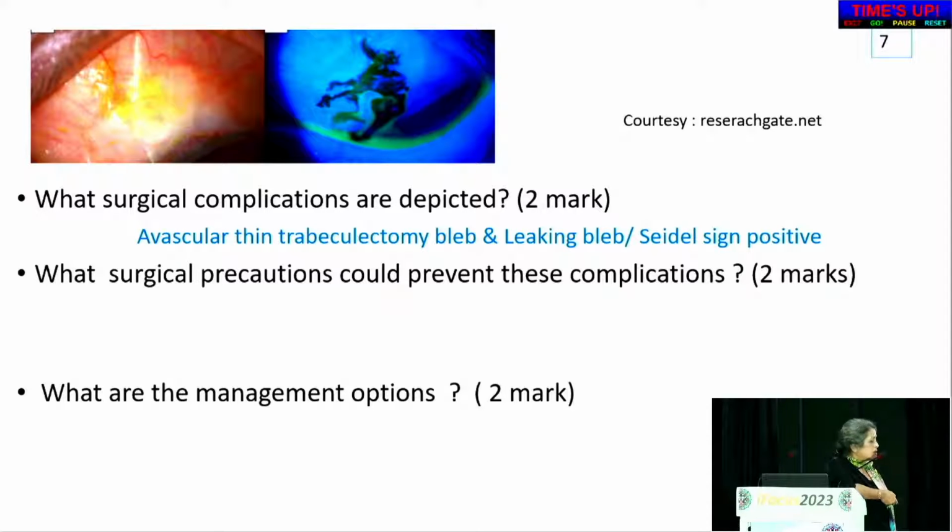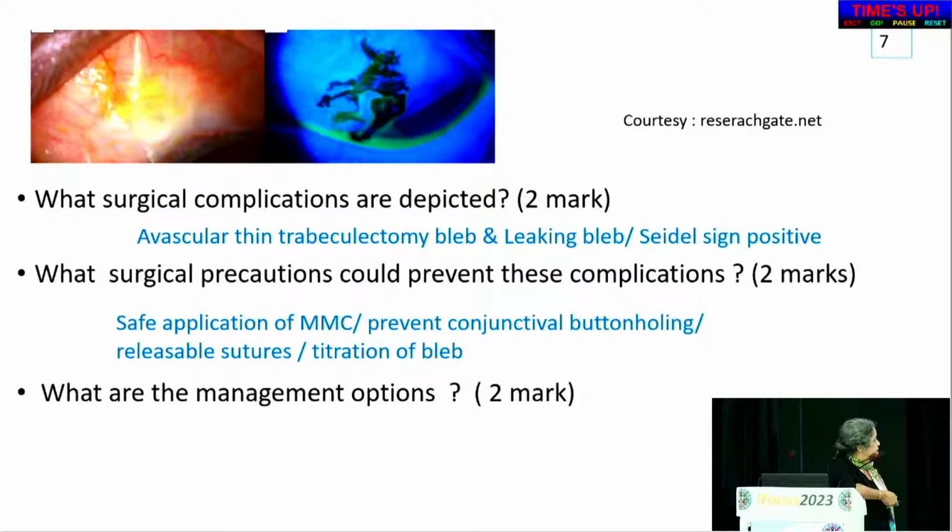What surgical precautions could prevent these complications? They'll come to the trabeculectomy complications. What surgical precautions? Usually a complication because of mitomycin. You can't do without mitomycin, and you have all these problems with mitomycin. Safe application, the Moorfields technique. Conjunctival buttonholing has to be prevented. Releasable sutures and bleb titration. Management options of Seidel's positive.